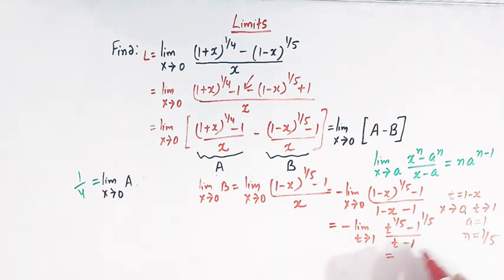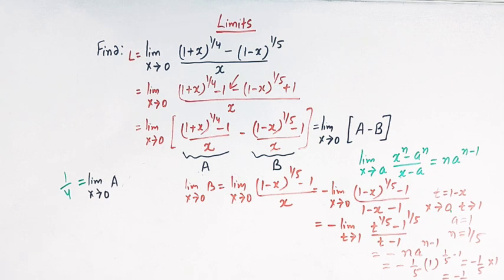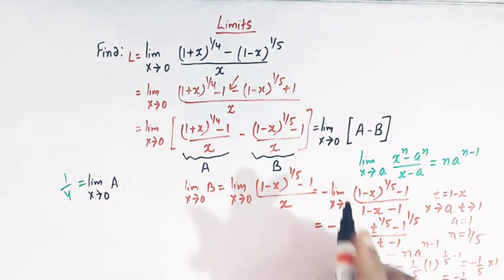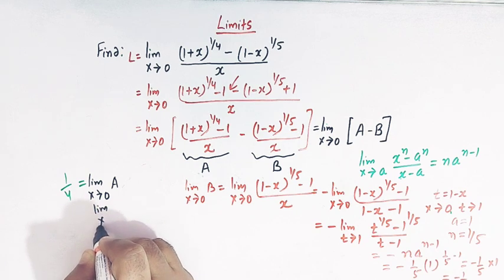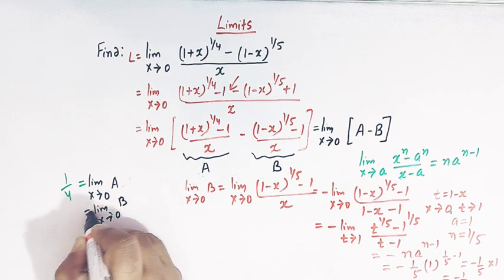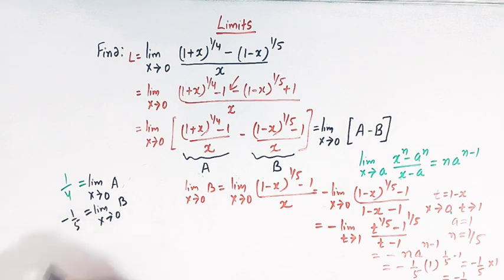So the value of this limit is minus n a raised to n minus 1. Here n is 1 over 5 and a is 1, and we have 1 over 5 minus 1. 1 raised to 1 over 5 minus 1 is 1, so we have minus 1 over 5 times 1, that is equal to minus 1 over 5. So viewers, we have calculated that limit x tends to 0 of B is equal to minus 1 over 5.